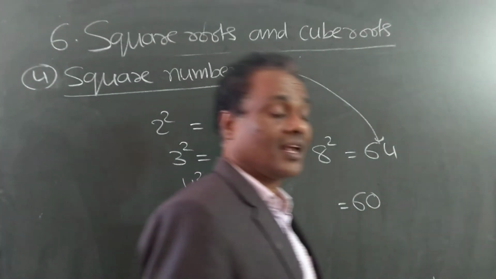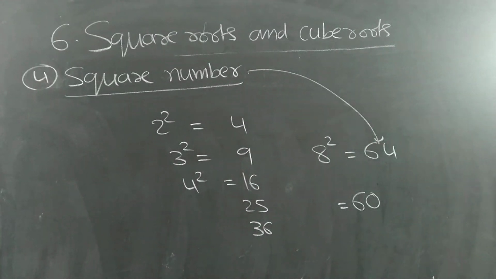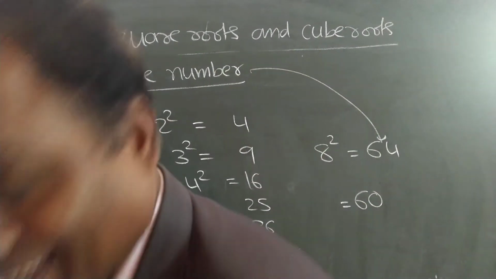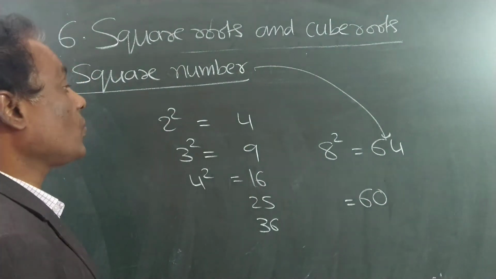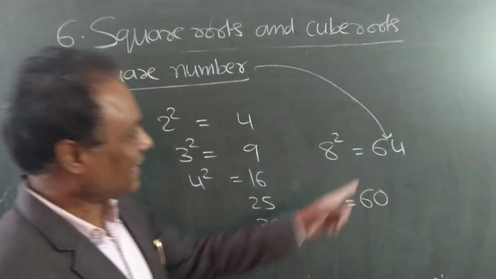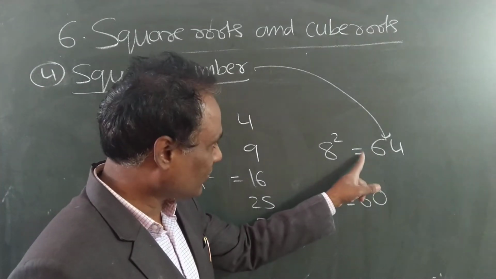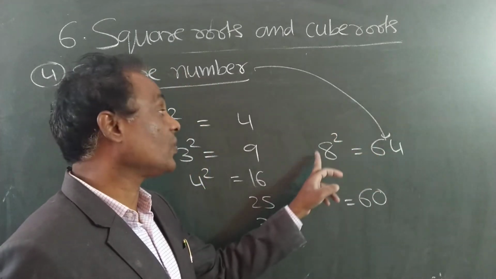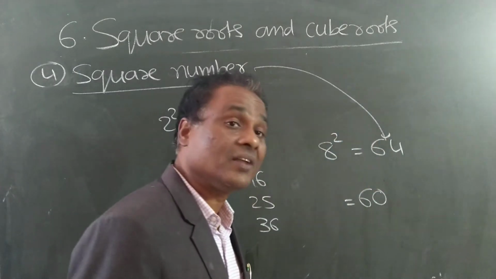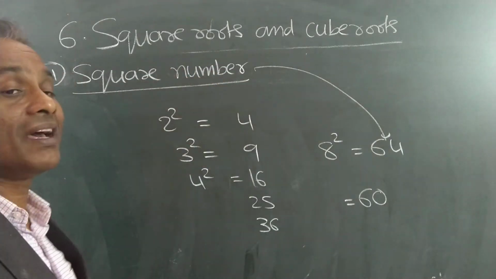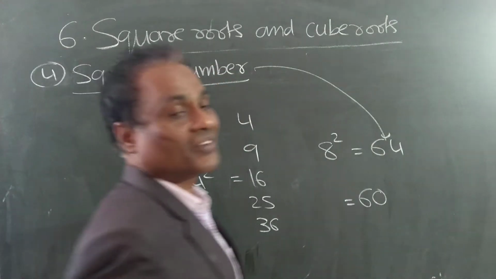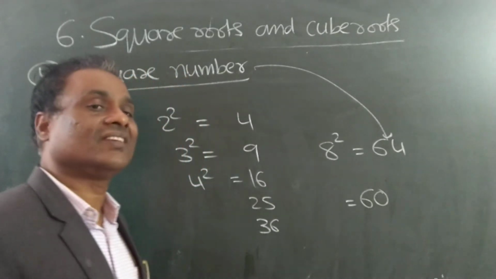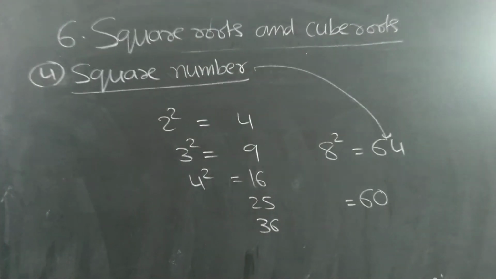Write down. Square number, a small definition. An integer which is the square of another integer is called a square number.